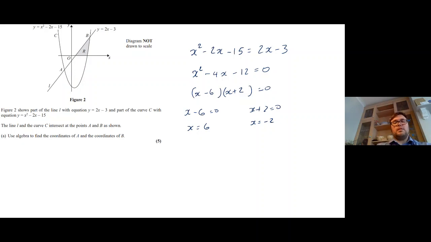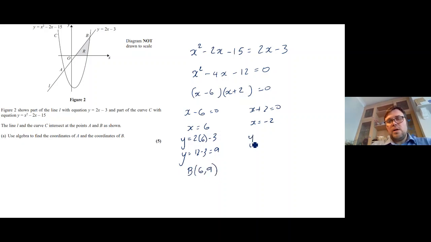Point B is going to be 6. We now substitute it in to work out the y values. So y equals 2 times 6 minus 3. Y equals 12 minus 3, which is equal to 9. So this coordinate, point B, is 6, 9.